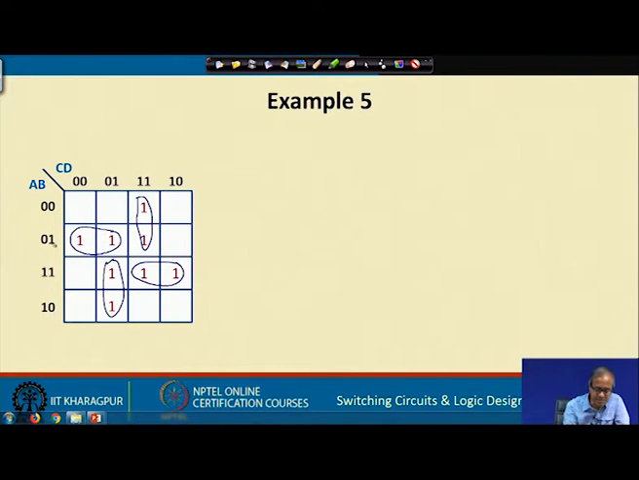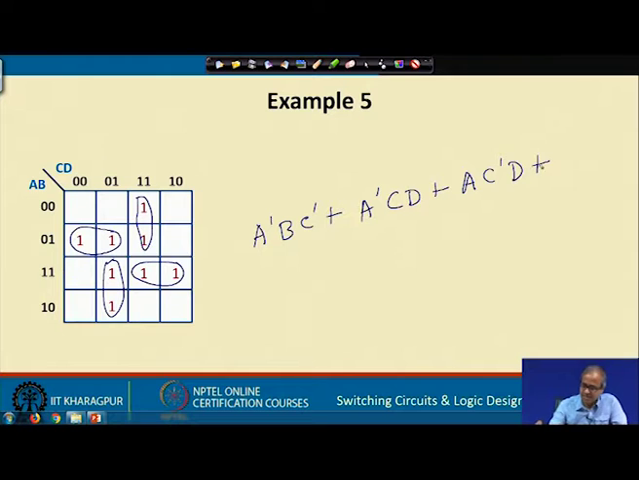So, what will be the expression? The left one will be A bar B and 0 0 0 1 C bar. This top one 0 0 0 1 will be A bar C D, plus these two will be 1 1 1 0 will be A and 0 1 is C bar D, plus these two 1 1 is A B and 1 1 1 0 is C.